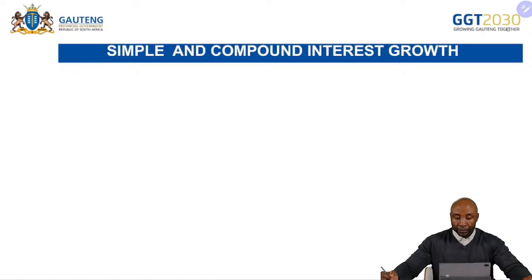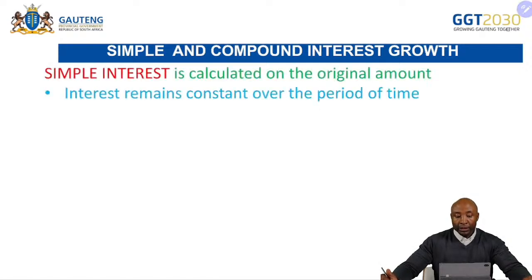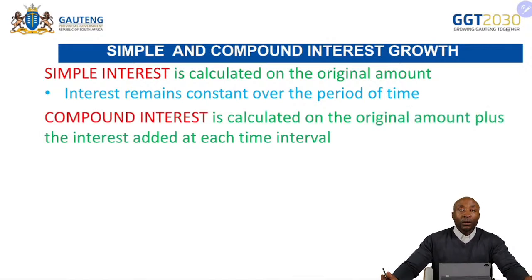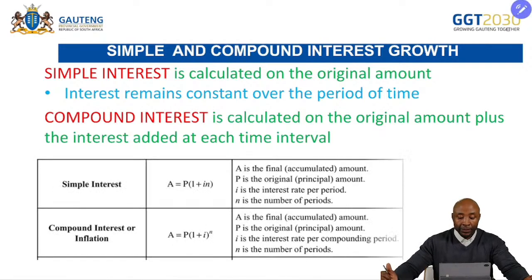Now, for our simple interest growth, we'll just take you a little bit back. We know that interest is calculated on the original amount, and the interest remains constant over the period of time. You will see this as we move along. Compound interest, we know that interest is calculated on the original amount plus the interest added to each time interval. You will see the difference.